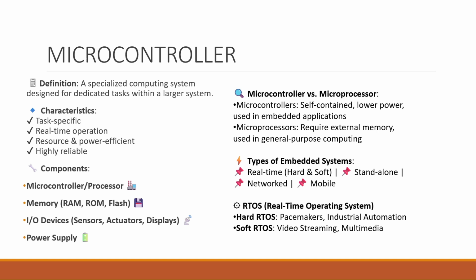Let's see the types of embedded systems. Embedded systems are classified into four types: real-time embedded systems, standalone, networked, and mobile.